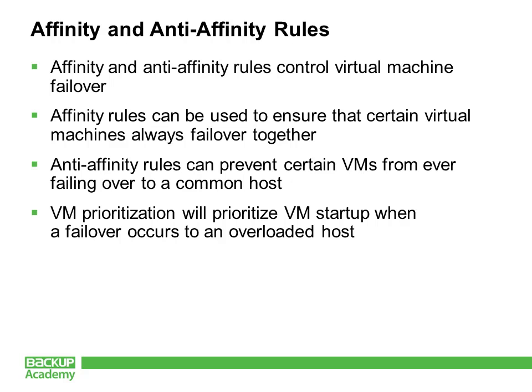I mentioned earlier that a lot of the enhancements in HyperV 3.0 revolved around clustering. And another enhancement that's related to clustering is something called affinity and anti-affinity rules. The basic idea behind this is that when a failure occurs within a cluster, you never know where those virtual machines that were running on the failed server are going to fail over to.